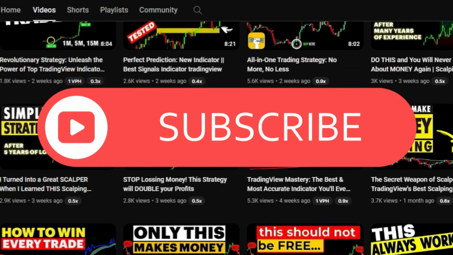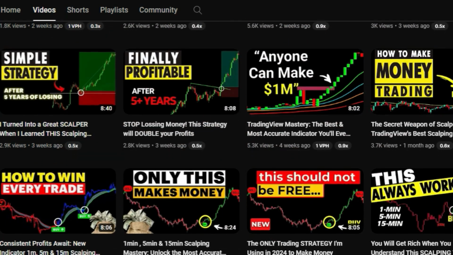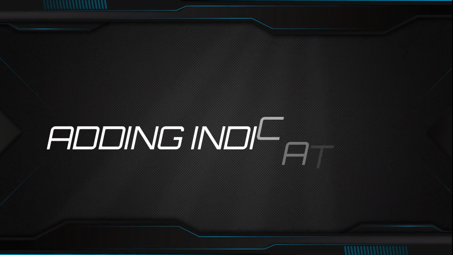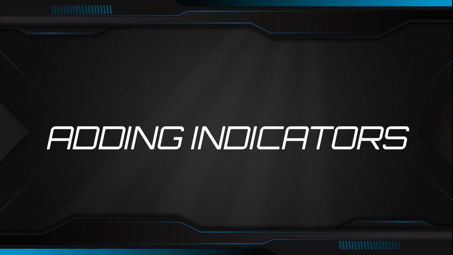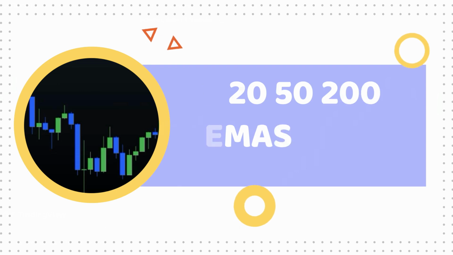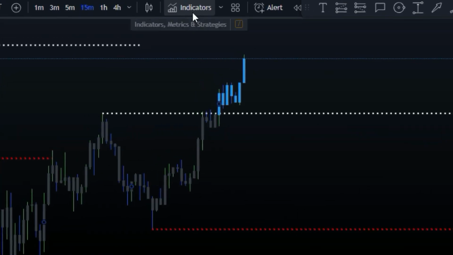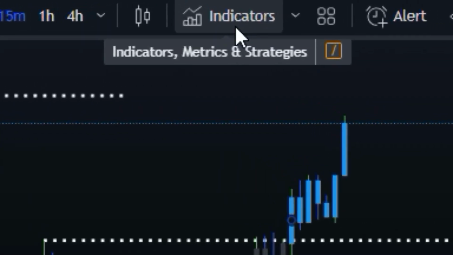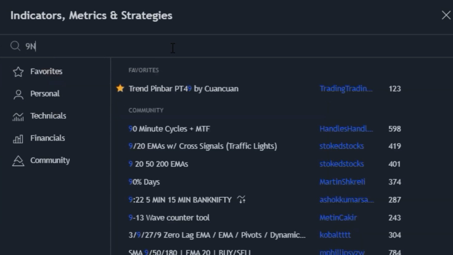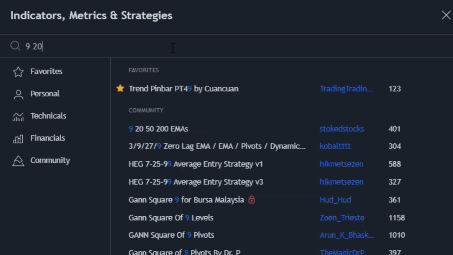Now let's focus on resolving the issue of false breakouts. We'll be incorporating a second indicator into our strategy, the 9, 20, 50, 200 EMAs. This reliable free indicator is available on TradingView. To add this to your chart, navigate to the Indicators section of TradingView, search for 9, 20, 50, 200 EMAs, and select it in the results. Click on the indicator to add it to your strategy.